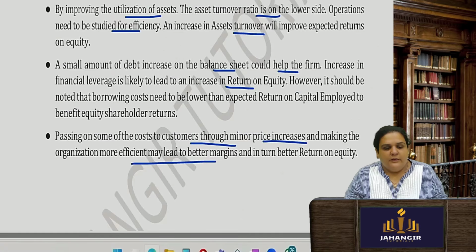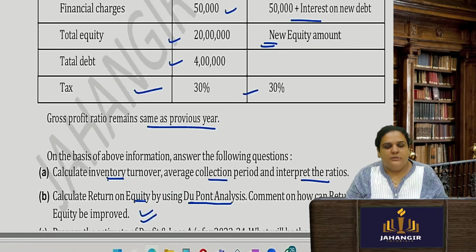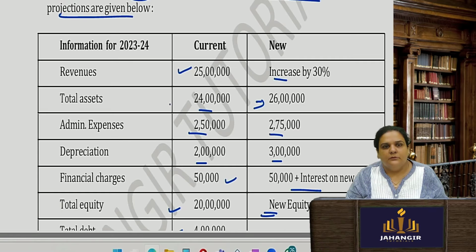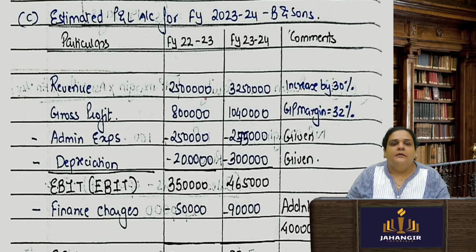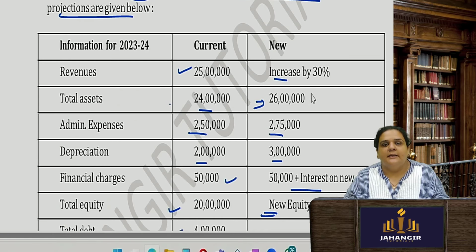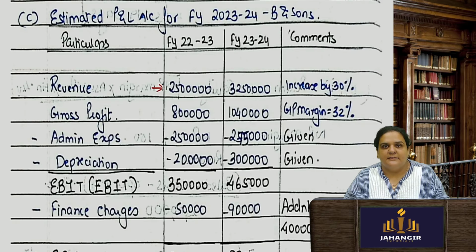Lastly, we have to do the estimated P&L based on the current one, and now we have to find the new one. You have given me the current, I have to find the new one. So particulars, financial year 22-23, 23-24, and I have done the comments. Revenue 25 lakhs was there. They are telling me that it will increase by 30%. So plus 30% will be 32,50,000.